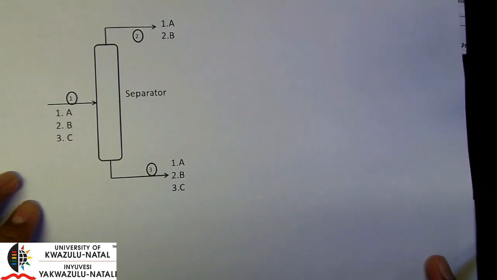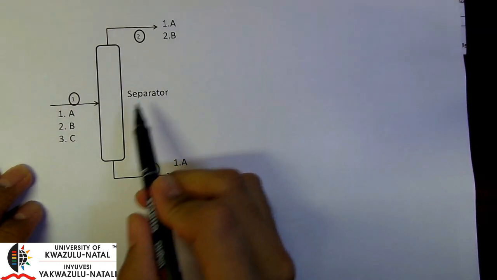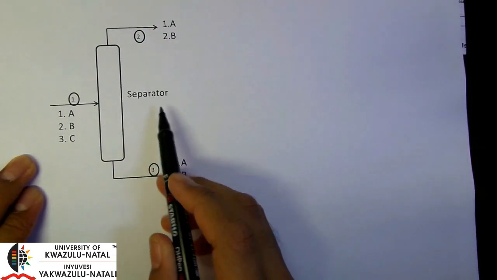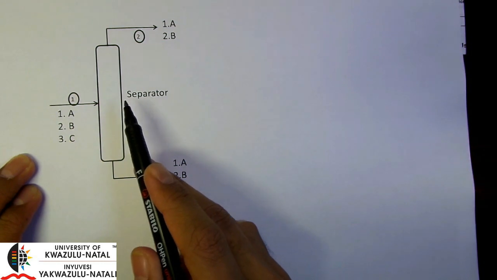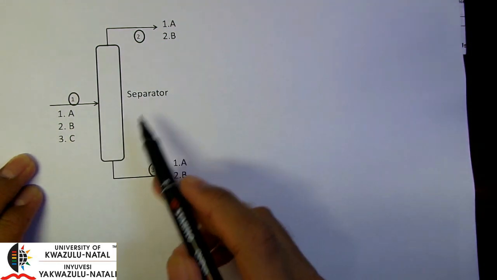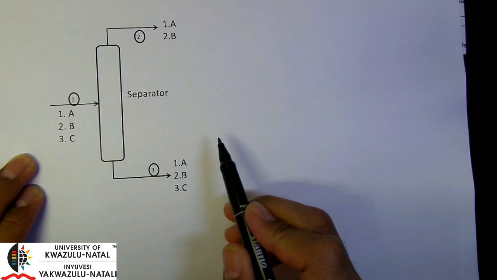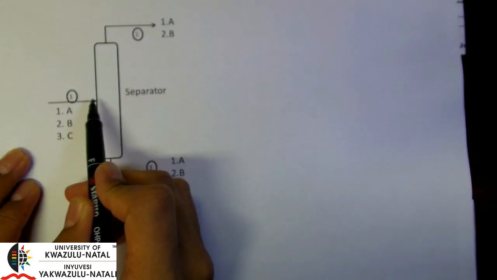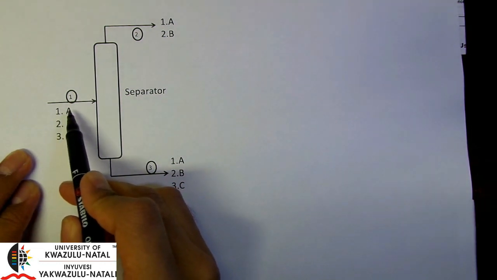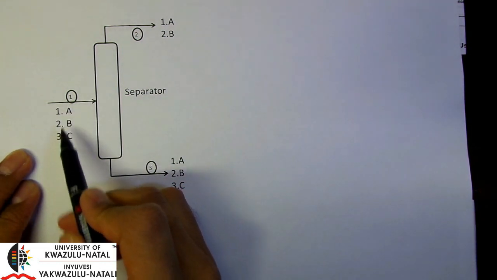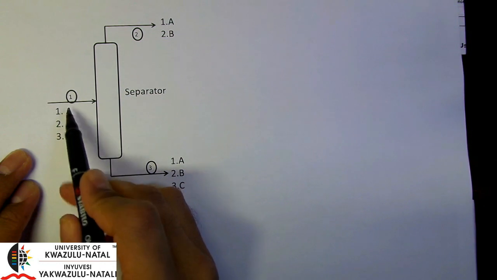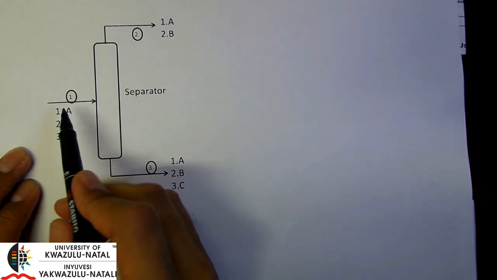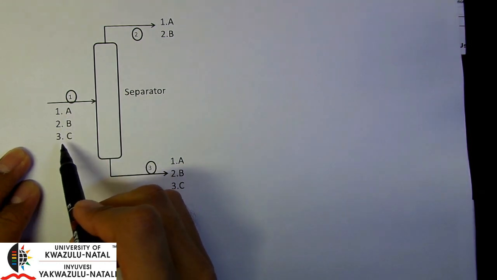Okay, so let's look at a simple problem. This is a separator. It could be any kind of separator. It could be a membrane separator, a distillation column, or a simple evaporator. And we have one input containing 3 components. I'm just calling them A, B, and C. These could represent chemical compounds, but for now we're just taking an arbitrary example. So components A, B, and C.